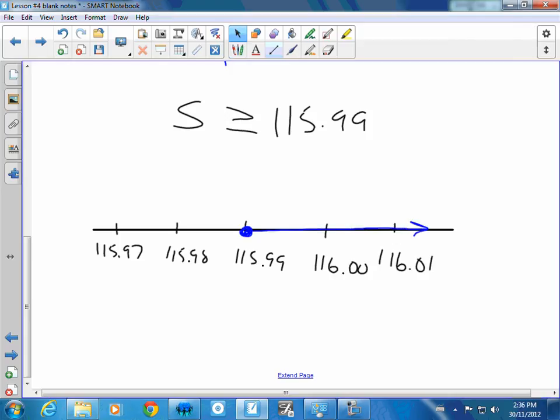Okay, so think about this for a minute. 115.97, way over here. Is that one of the solutions? Can she save 115.97? No, because she won't have enough money. Can she save exactly 115.99? Yep. Can she save exactly $116? Yep. Could she save 116.01? And everything greater than that, everything after that. Do you see how the question breaks down?